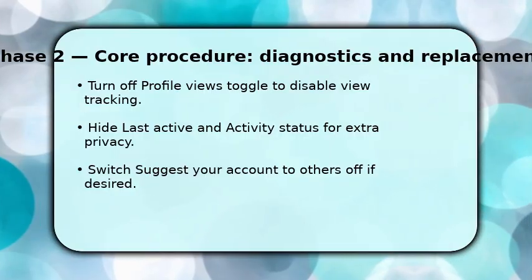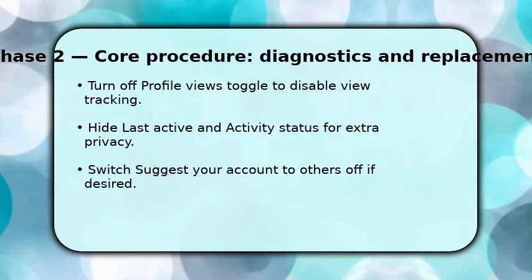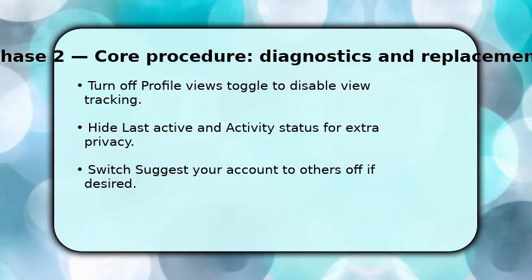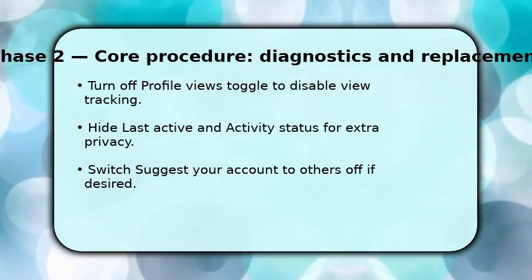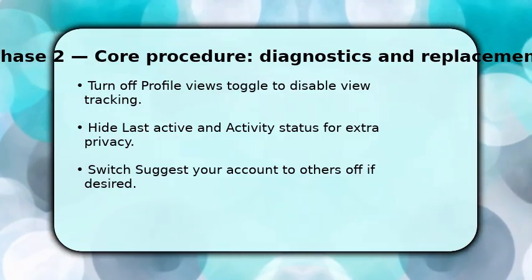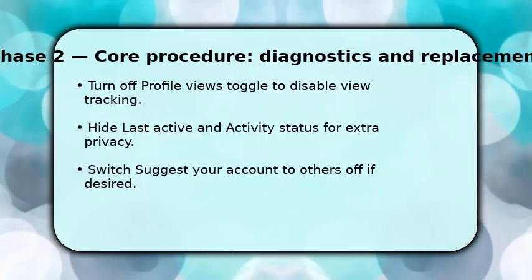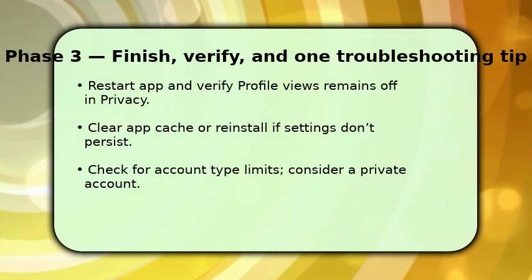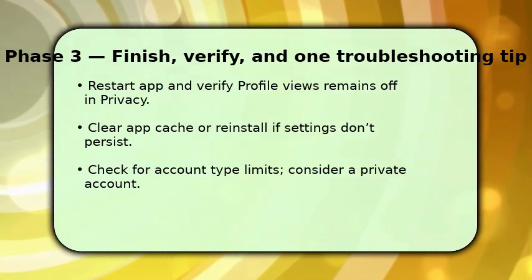Once done, clear any connected third-party apps and unlink social accounts if you want stricter isolation. These steps together reduce metadata cues. Make sure settings show as now finalized. Force close and reopen TikTok, then confirm privacy. Right arrow, profile views is still off.